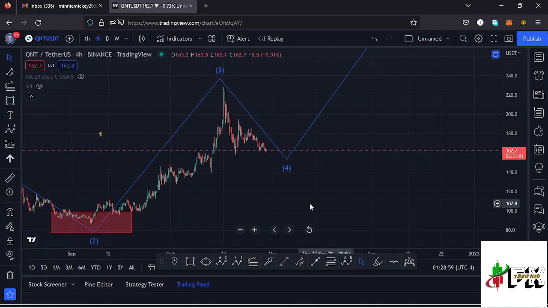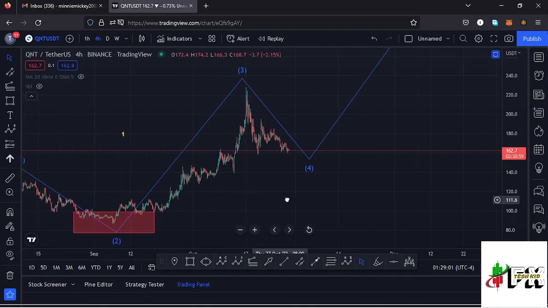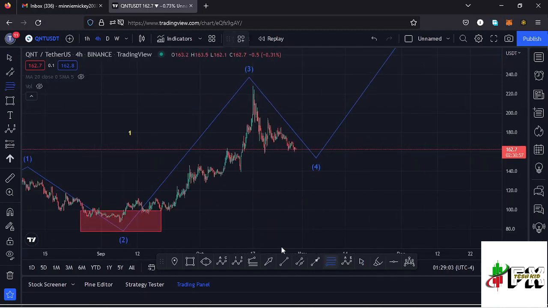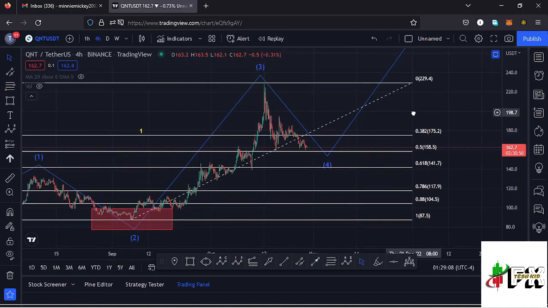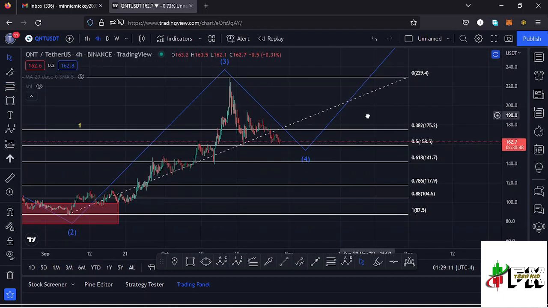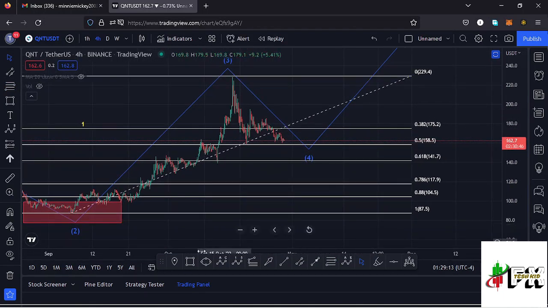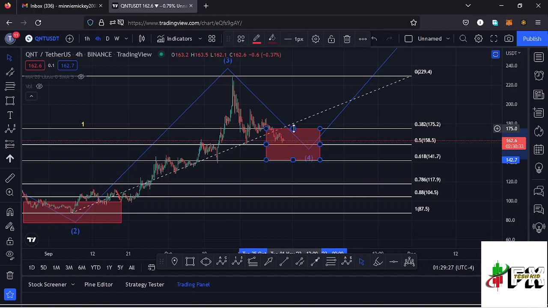And because a fourth wave is a retracement of the third wave, we can use the Fibonaccis once more, connecting them from the low of that second wave to the high of that wave 3, and that gives me a minimum retracement area to the lower side in the formation of a wave 4 between the fib level 0.382 and the fib level 0.618, and that target area lies between the $175.2 mark and the $141.7 mark.